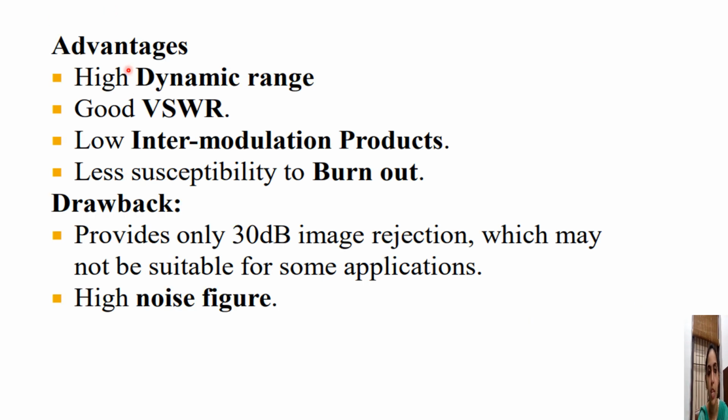So these are some of the advantages and drawbacks of an image rejection mixer. Comparing with the other two types of simple mixer, it has certain advantages. It does not produce many modulation products like the others, since we are providing sufficient phase shift. Also we have good VSWR and high range, but it provides only 30 dB image rejection, which will not be suitable for some applications. Also it introduces a high noise figure. So these are certain types of mixers.